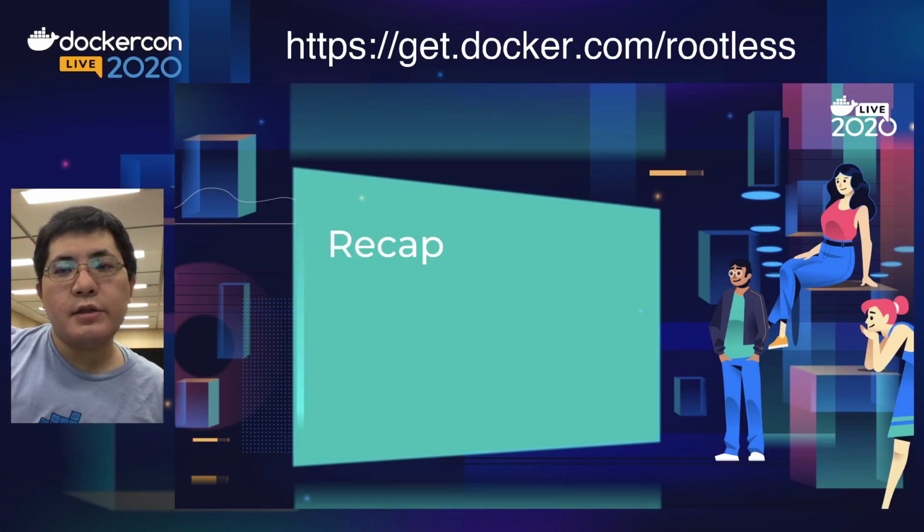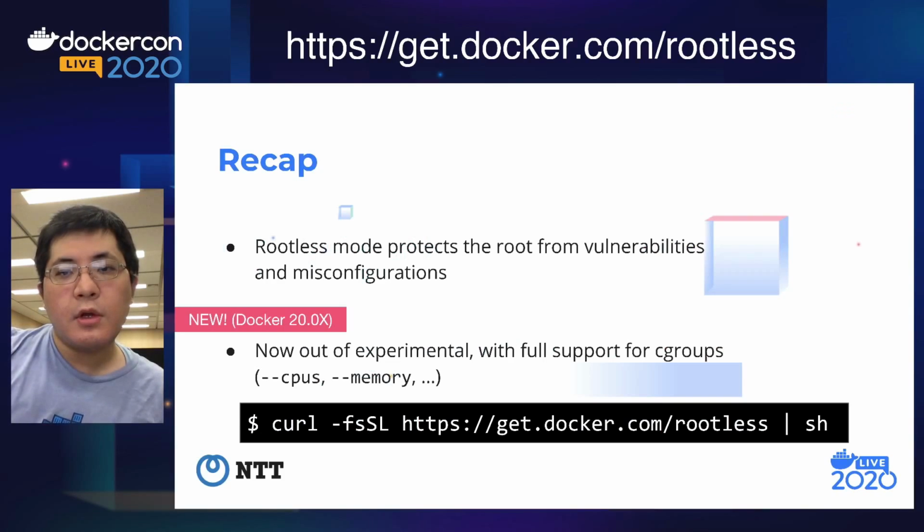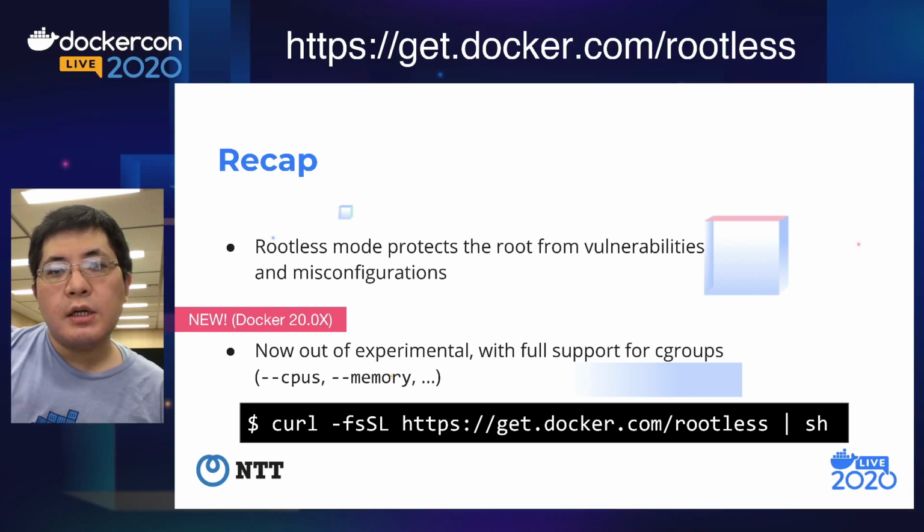Let's conclude my talk with a recap. So, Rootless mode protects the root user of the host system from vulnerabilities and misconfiguration. It was previously experimental and didn't support cgroups, but the next version, version 20.0x, is out of experimental, and it comes with full support for cgroups. And now we can specify cgroup features such as docker run --cpus and docker run --memory. This version will be released in the next couple of months.